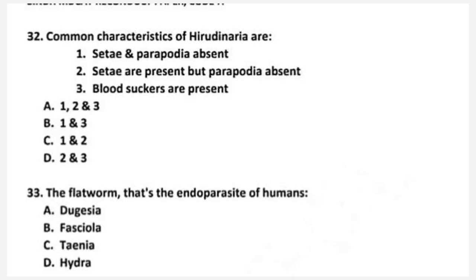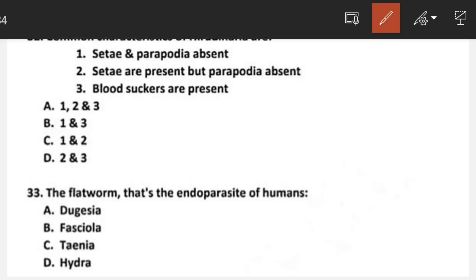So the most common characteristics of these are they have the blood suckers but Seta and Parapodia are absent. So here the correct option will be B. So we are gonna mark that option. So B will be the correct option.